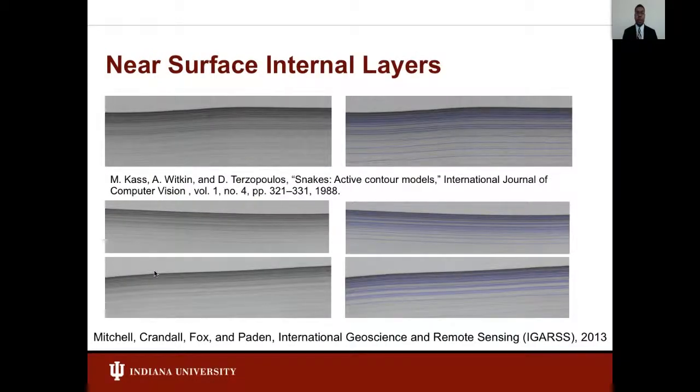For detecting internal layers, we used an active contours method called snakes, in addition to a Canny edge detector and a curve point classification scheme for detecting high-intensity near-surface layers while imposing constraints on smoothness and parallelism among layers.